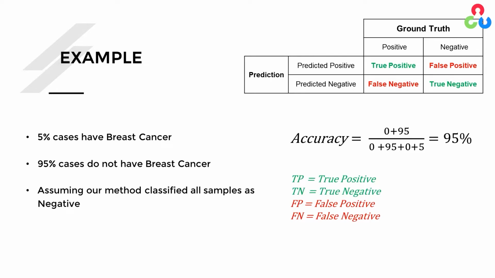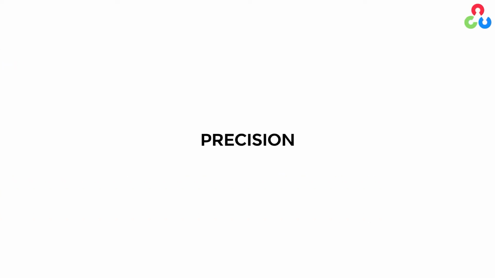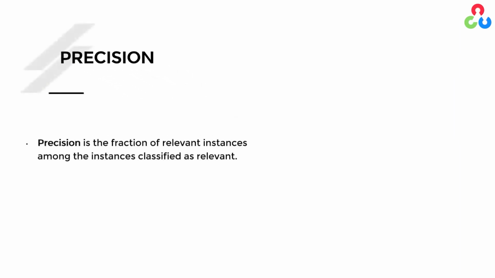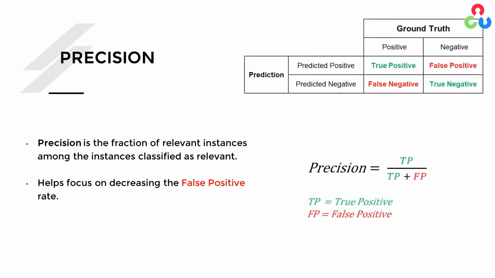Next, look at a metric called precision, which is also called positive predictive value. It is the fraction of relevant instances among all retrieved instances. It gives us information about a classifier's performance with respect to false positives. Mathematically, it is given by true positive divided by true positive plus false positive. And as the name suggests, precision is all about being precise.